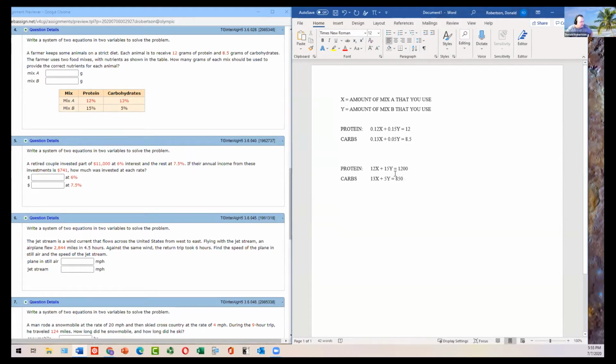Now, when I look at these two equations, now I have to decide which method to use. Addition method or substitution method? What do you think? Addition? Do you need to change one of the equations? Great. Which one would you need to change here? What would be the easiest one to change? Carbs? Okay, so multiply by what, -3?